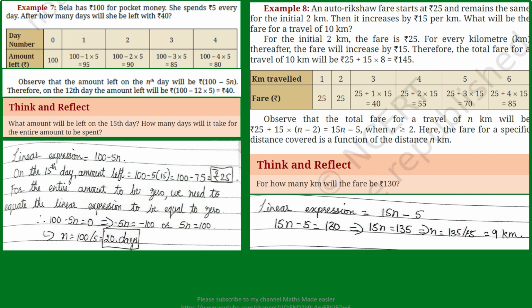So the second question will be, how many days will it take for the entire amount to be spent? Suppose you are given 100 rupees, you are spending 5 rupees per day. You need to find out when your pocket money will get exhausted. So what you will do, you just equate the expression 100 minus 5n to the value of 0, because the value which is left is 0. So just equate 100 minus 5n to be equal to 0. Find out the value of n, it is 20 days. So at the end of 20 days, you would have exhausted your 100 rupees.